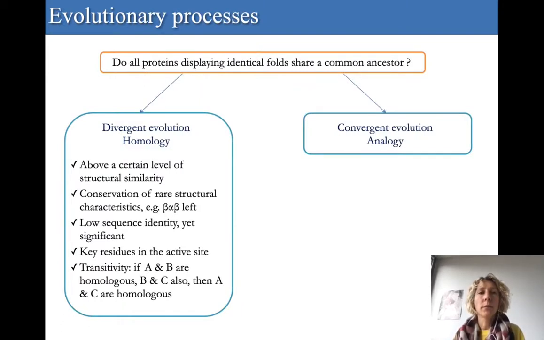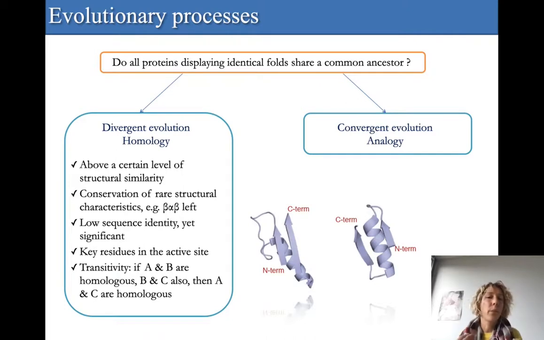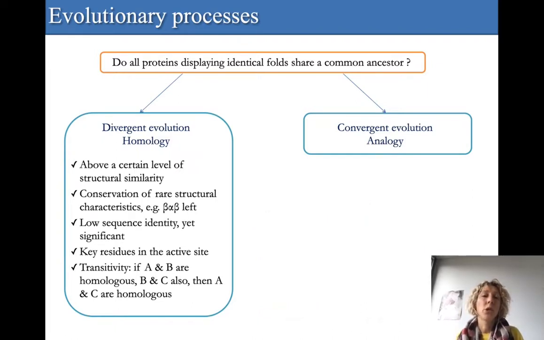So evolutionary processes are really distinguished between these two: divergent evolution, convergent evolution. We will talk about homology in one case, analogy in the other case. So there are ambiguous cases like this one where we don't know exactly. You have something that is similar, two strands and a helix, but the arrangement between them is different. So is this analogy? Is this homology? These things are not really decided.